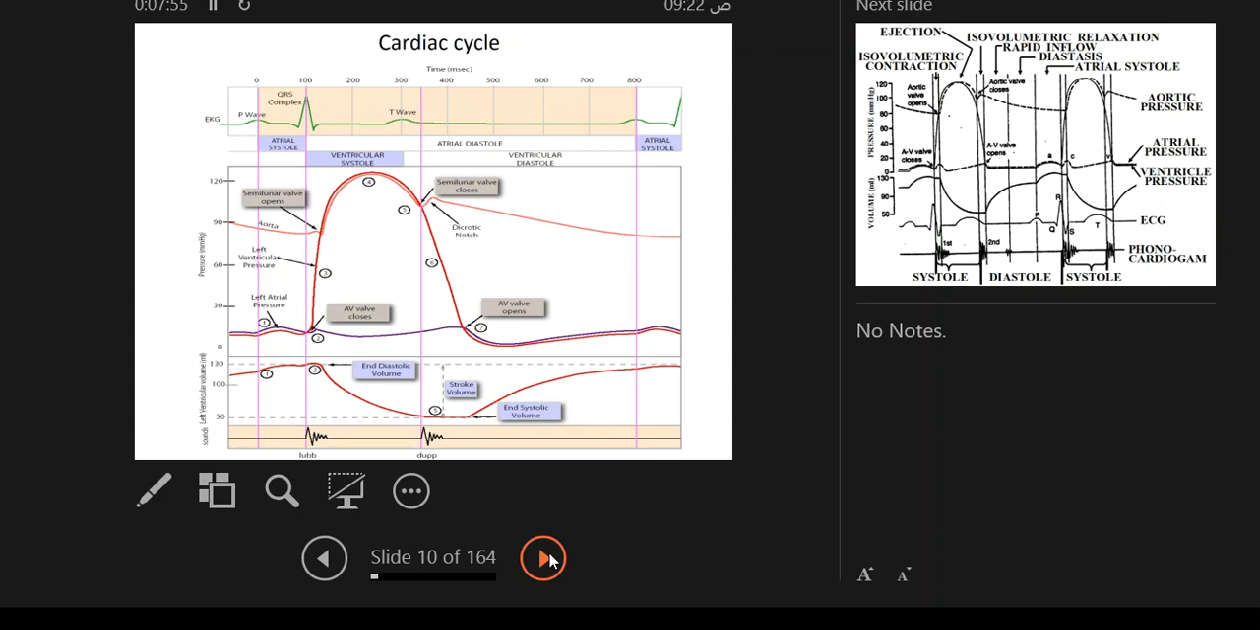Always remember that electrical events occur first, followed by mechanical events. So the P wave in the ECG comes first, just before atrial contraction. All right? Always. And you know from your physiology that there is a rapid filling phase and a slow filling phase, and so on and so forth. So it's very important that you learn everything you need to know in the cardiac cycle related to the electrocardiogram, which is your timer.